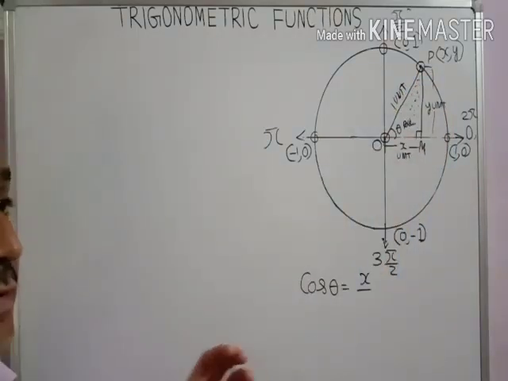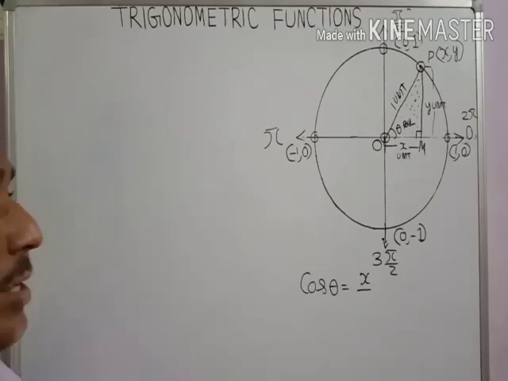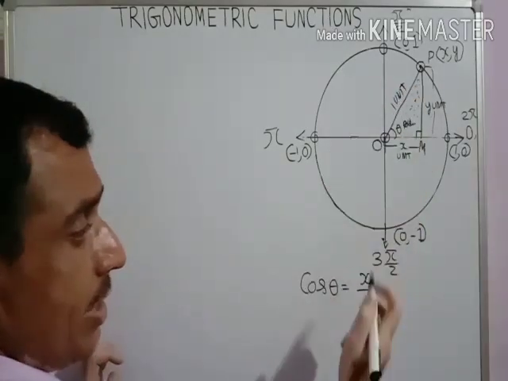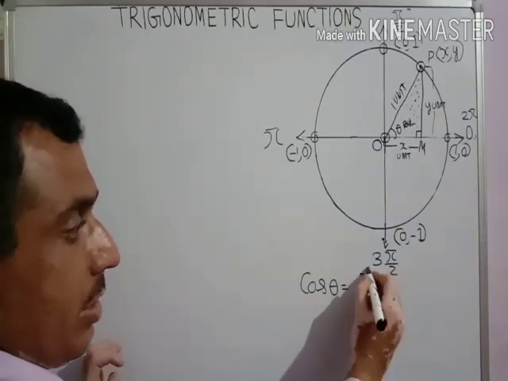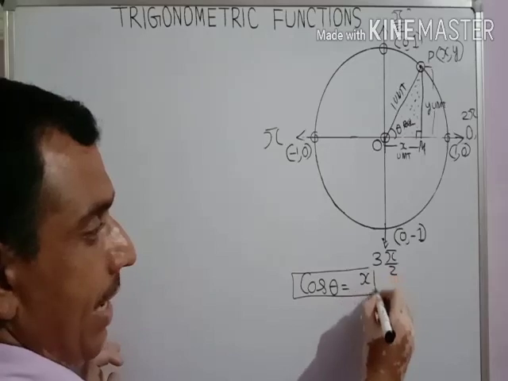Once again, here we have taken one unit circle. A unit circle is nothing but a circle of radius 1 unit. So this hypotenuse is 1 unit. x upon 1 equals x. It means cos theta equals x.